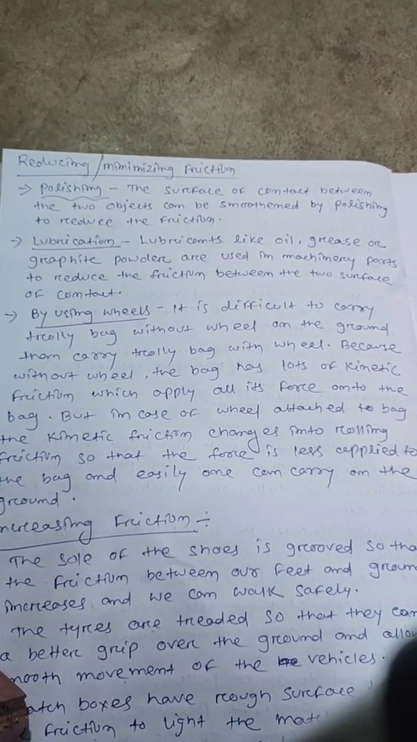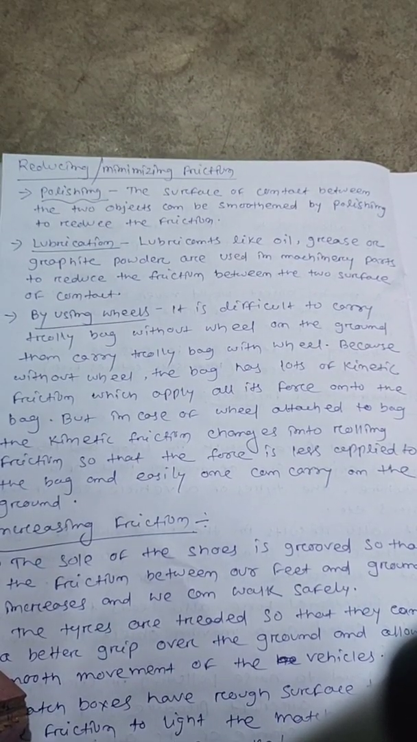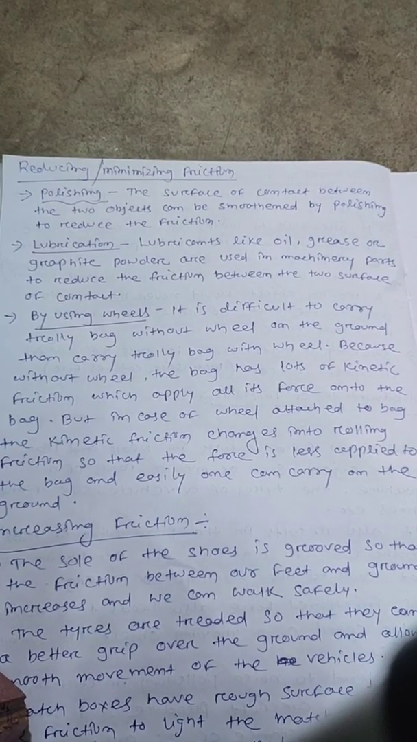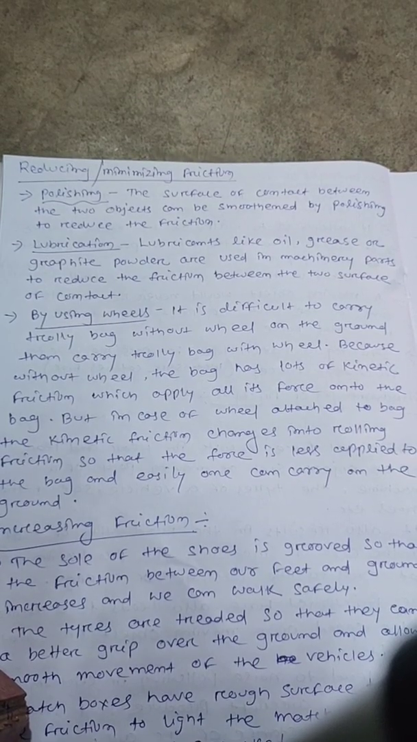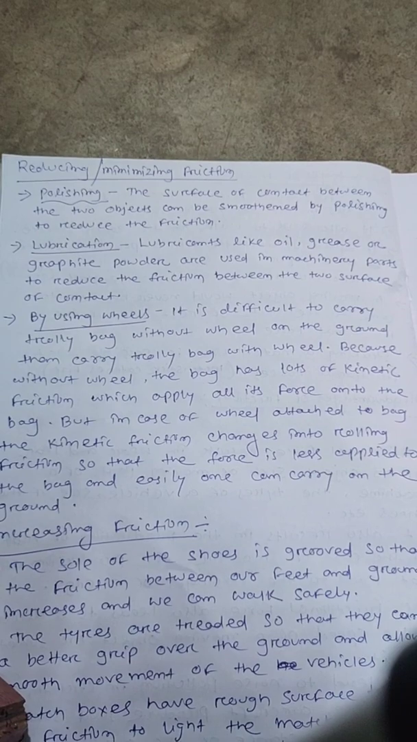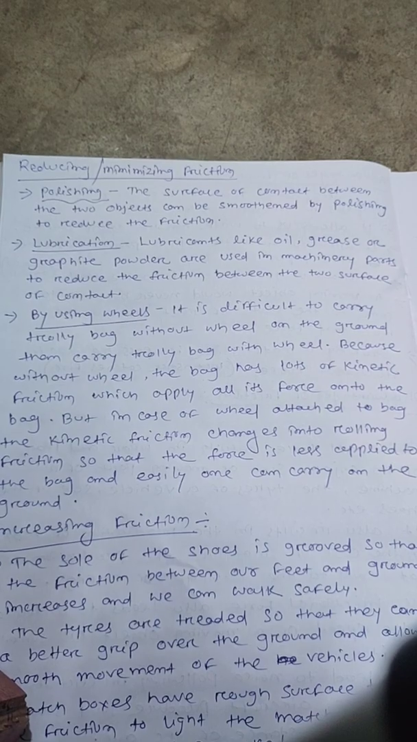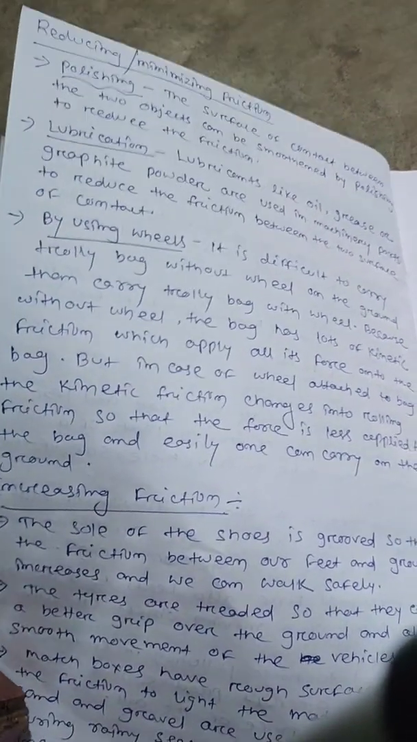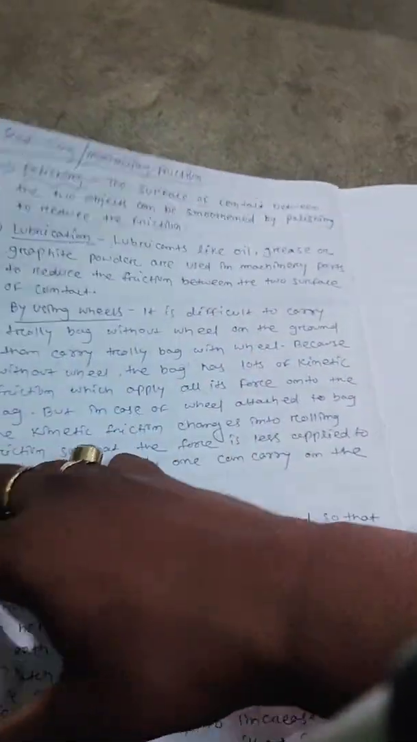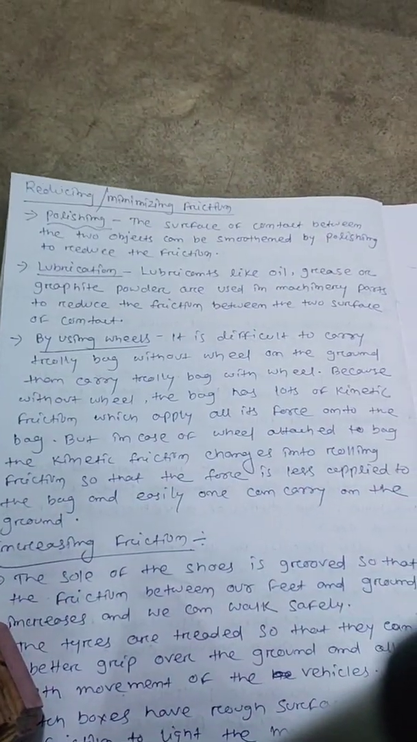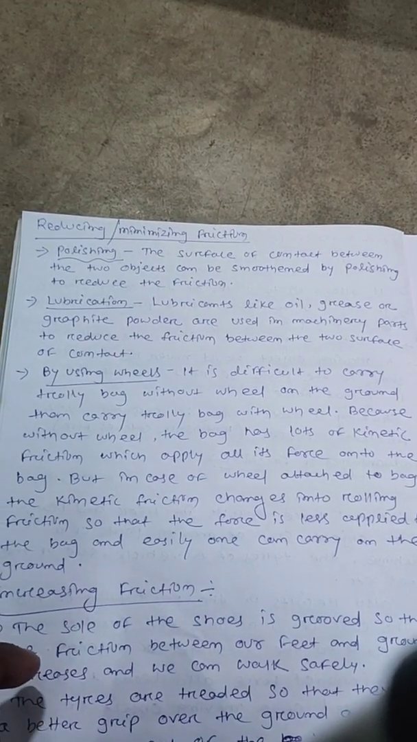And second thing, lubrication is very important. Lubricants are there like oils, grease, and graphite powder, which can be used in machinery parts to reduce the friction between the two objects. If we do not use lubricants, the machines can get damaged, they won't work, and they can produce heat. So after some time or after some years, the machines would not work. And third thing is using wheels, which is a very common method.